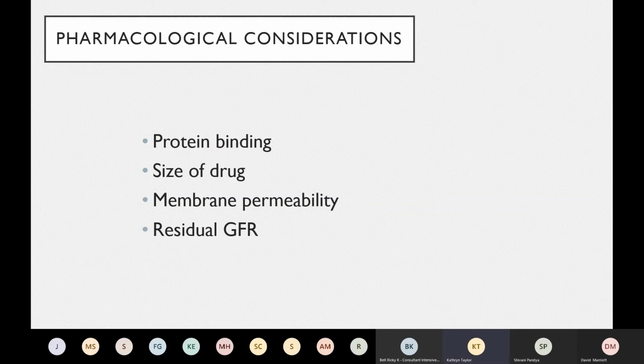So just a bit on pharmacological considerations. Drugs that are highly protein bound are only cleared by renal replacement therapy in small amounts, because they tend to be protected from going across the membrane by being bound. But RRT can decrease your levels of proteins, therefore the amount available for protein binding decreases, so your clearance can therefore decrease as well.